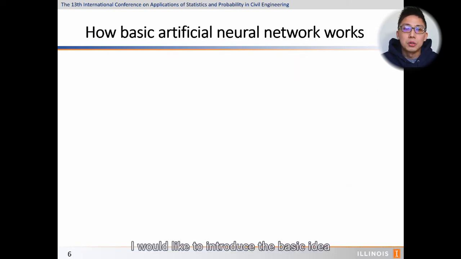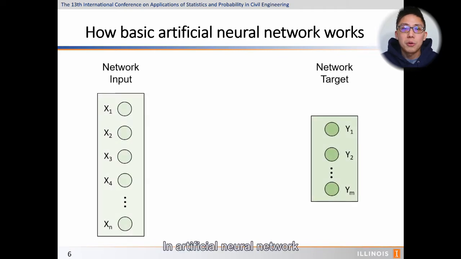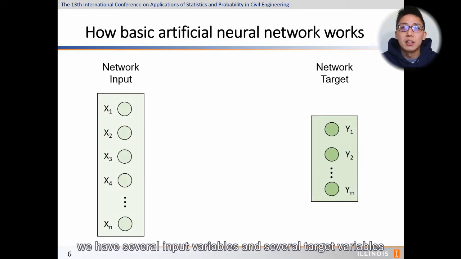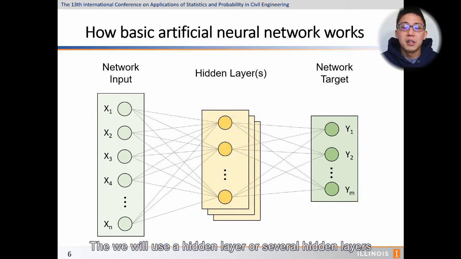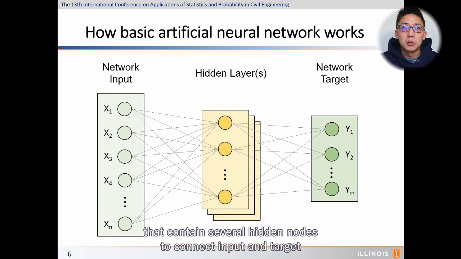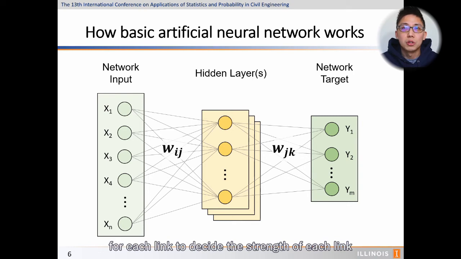I would like to introduce the basic idea of the artificial neural network. In artificial neural network, we have several input variables and several target variables. Then we will use a hidden layer or several hidden layers that contains several hidden nodes to connect input and target. We will have pre-assigned weights for each link to decide the strength of each link.